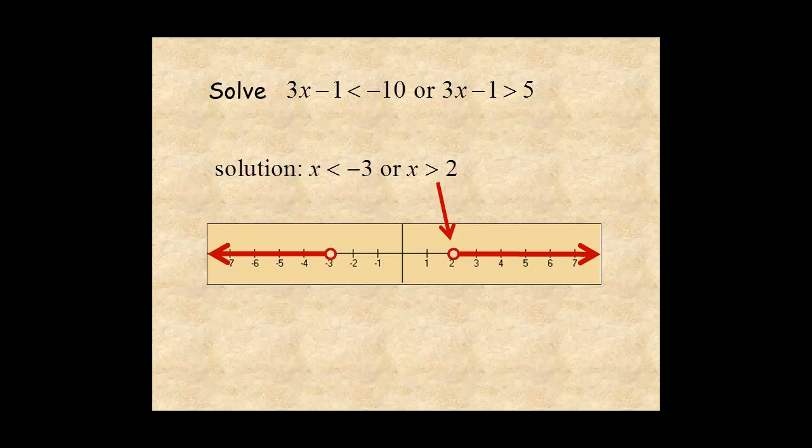Graph the solution to verify that it makes sense. The left-hand inequality must be less than, and the right-hand inequality greater than. The number on the left must be smaller than the number on the right.